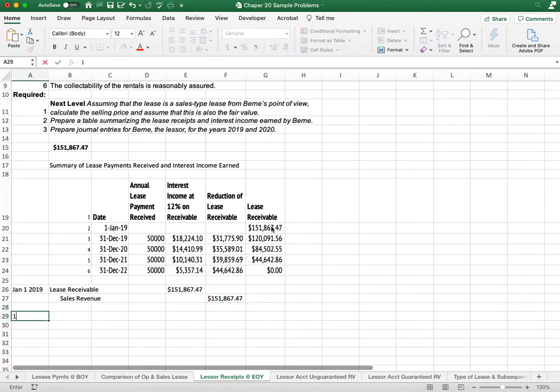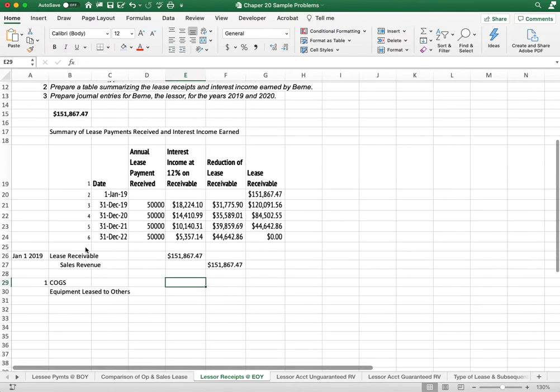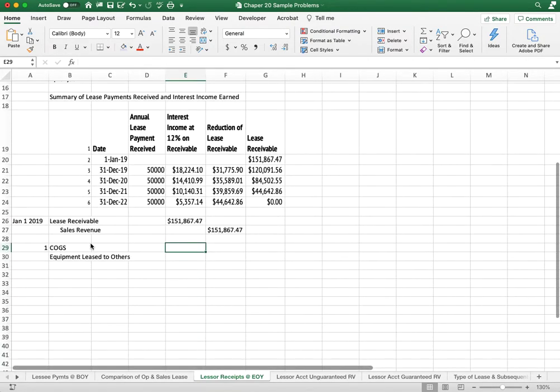Then also on the first, we need to debit cost of goods sold and credit equipment leased to others. And so this is that reclassification of that asset being equipment leased to others as opposed to equipment being used by our own company. And this is for the $130,000.